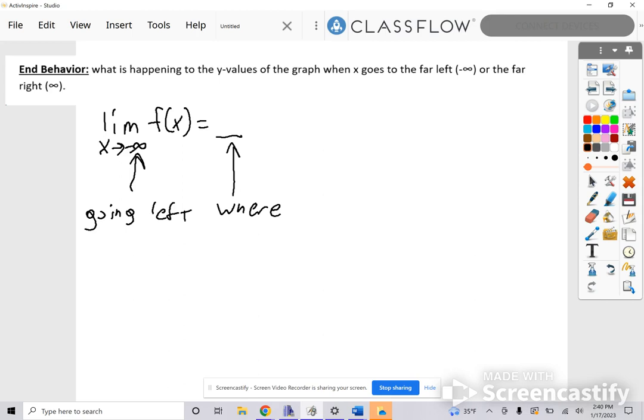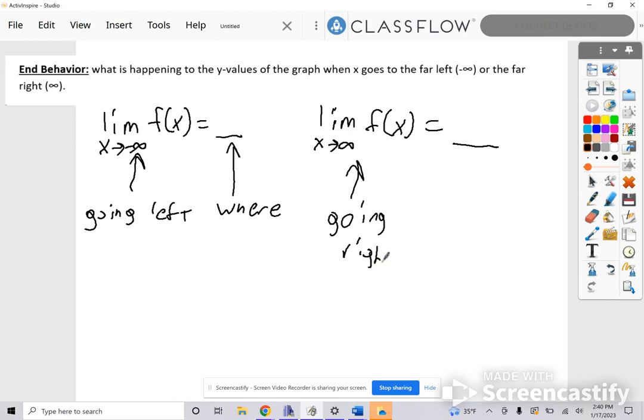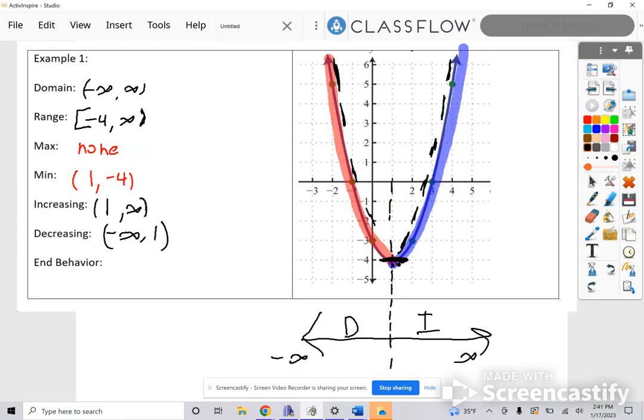Next year, you're going to find that we can go to other things, but for this year, it's one of those 3 things. Okay, well, this is the left side. We have a right side as well. So this part of our problem will always have 2 answers. So the limit as we go to infinity of my function equals blah. And again, this just means going right. Where?